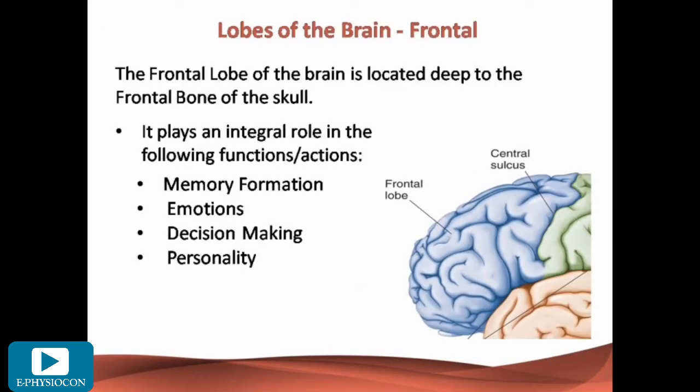First of all is the frontal lobe. The frontal lobe of the brain is located deep to the frontal bone of the skull. It plays an integral role in the following functions. It regulates memory formation, emotion, decision making and personality. Here you can see the blue color is the frontal lobe. The frontal lobe and the parietal lobe are divided by the central sulcus, and the major functions of the frontal lobe are memory formation, emotion, decision making and personality.